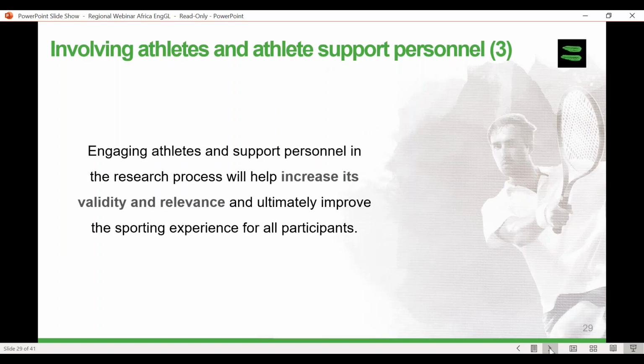So by engaging athletes and support personnel, we will likely increase the validity and the relevance of our research, and hopefully ultimately improve the sporting experience for all the participants. Next slide, please.